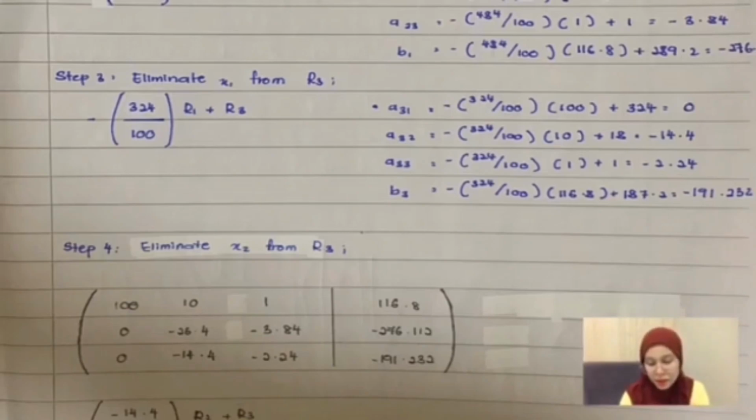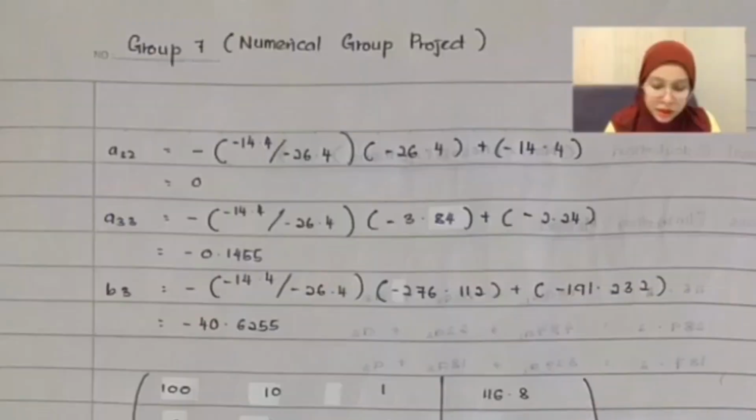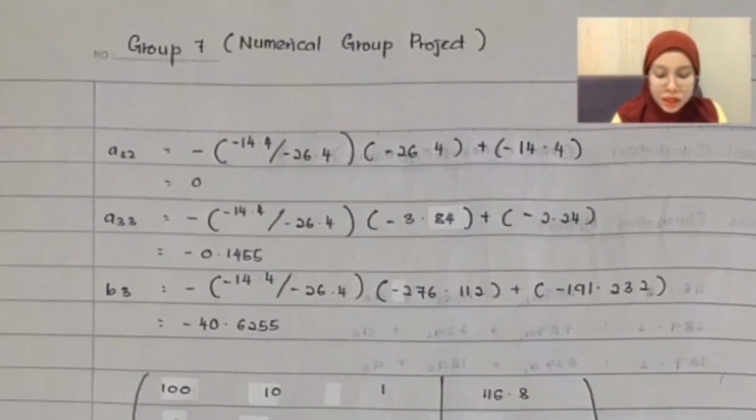The next step is to eliminate x2 from R3, where we put all the values that we got into this new matrix form with the same calculation method. For the first one, we get A32 equal to 0, A33 we get negative 0.1455, and B3 we get negative 40.6255. And then we put all the values that we got into the matrix.